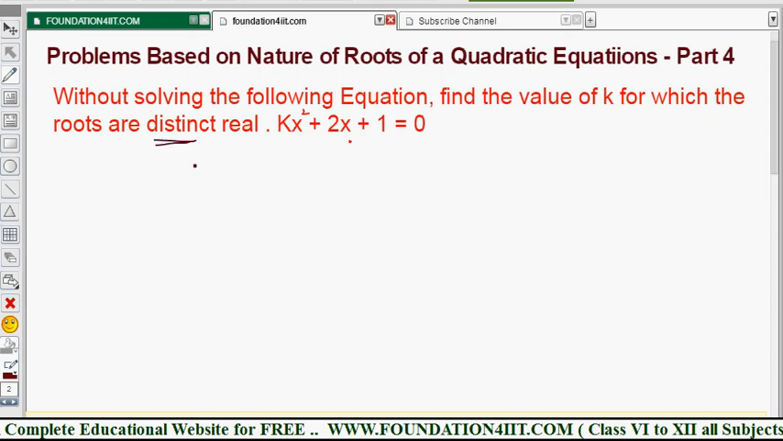Okay, they mention distinct, so different. That means it is not equal to 0. There should be two answers. That means only the discriminant must be greater than 0. Okay, from the solution, take the given equation: kx square plus 2x plus 1 is equal to 0, where we need to find the k value.